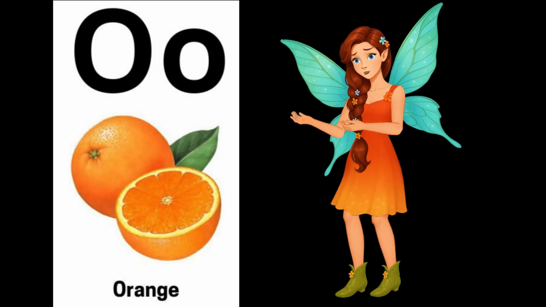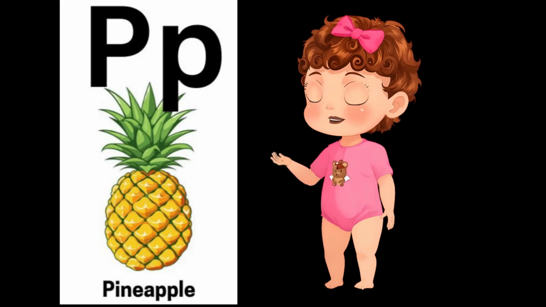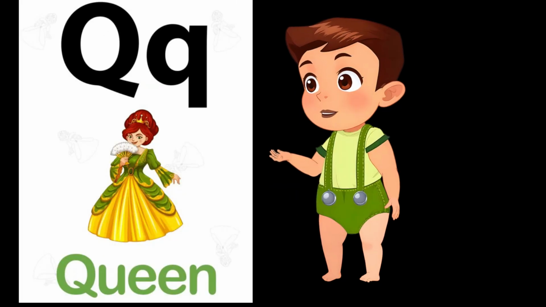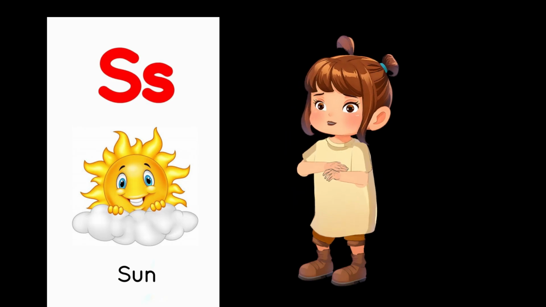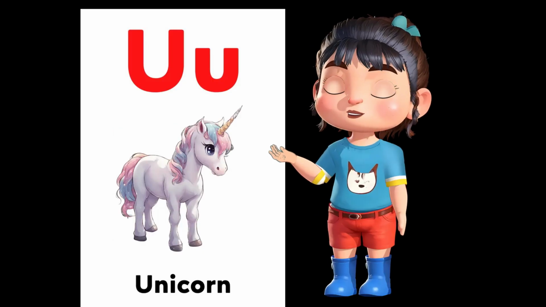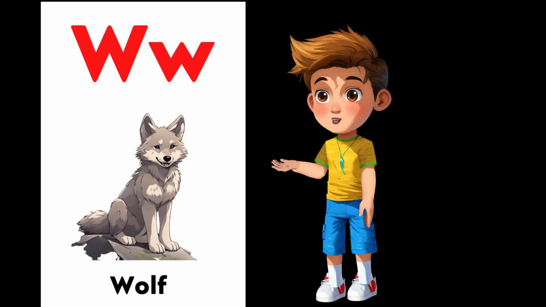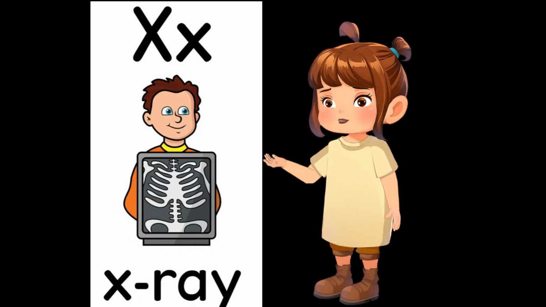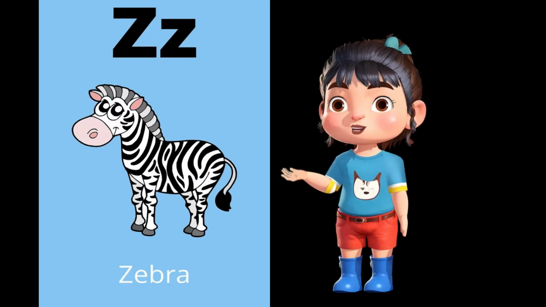O for orange, P for pineapple, Q for queen, R for rabbit, S for sun, T for tiger, U for unicorn, V for van, W for wolf, X for X-ray, Y for yo-yo, Z for zebra.